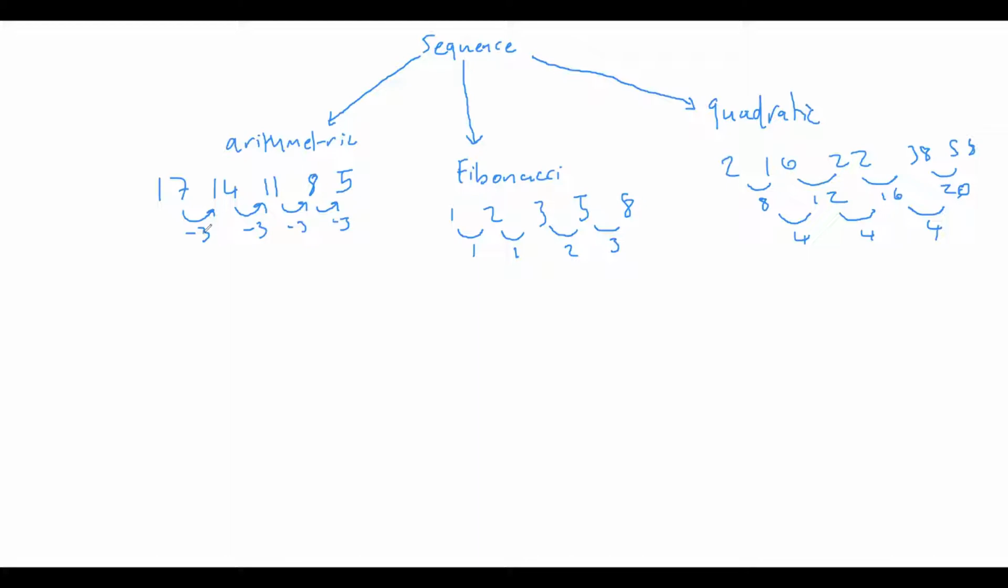So for example, the nth term is determined by minusing 3 from the term before it. So 17 minus 3 is 14, 14 minus 3 is 11, and you go on and on. A Fibonacci sequence is when you look at the two terms before it to make up the next term. So for example, 1 plus 2 equals 3, 2 plus 3 equals 5, etcetera.